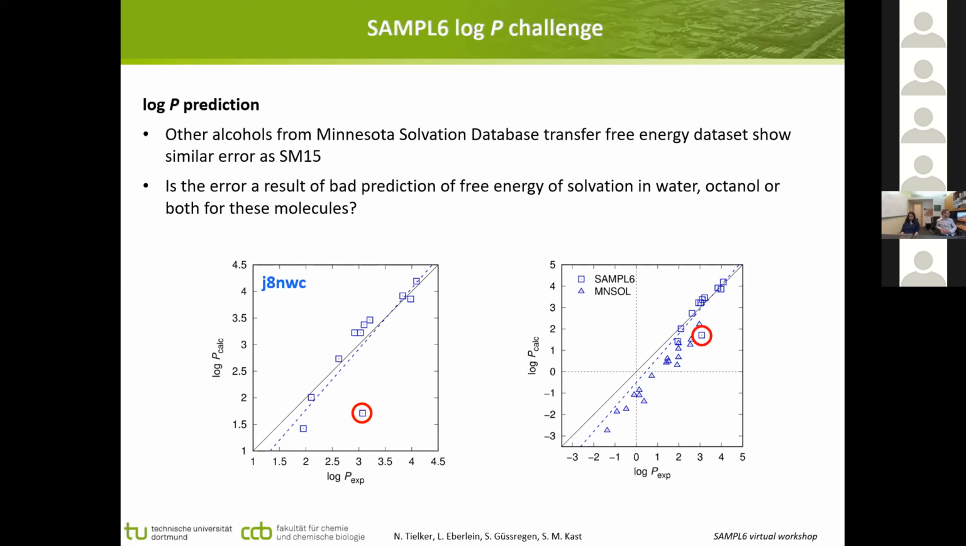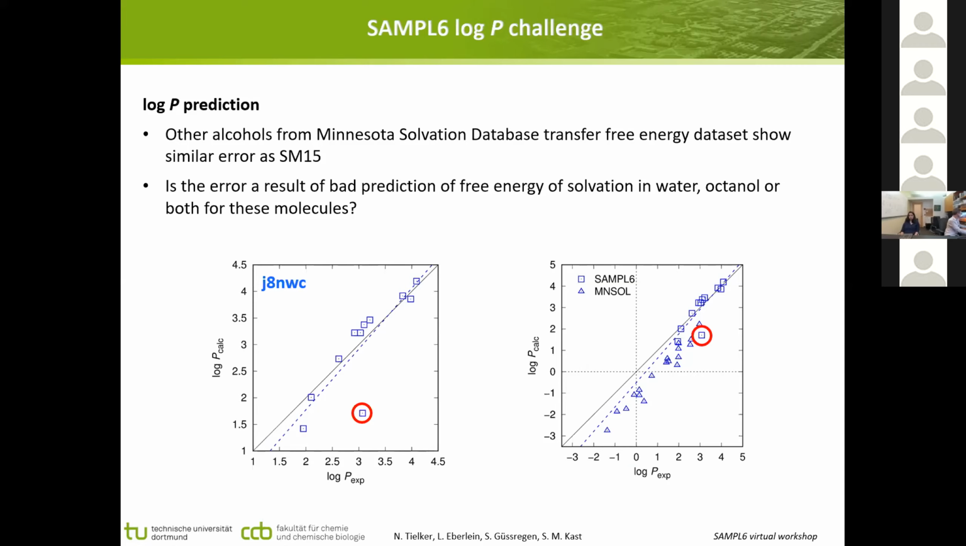So here we just revisit them, and to our shock, actually, all alcohols, it does not matter if it's an aliphatic or an aromatic alcohol, show this very similar deviation. And that's, of course, bad news on the one hand for our prediction, but good news maybe as modelers, so we can learn something about our model. And the first question is, of course, is this a result of a bad prediction of the free energy in water or in octanol, or maybe in both?